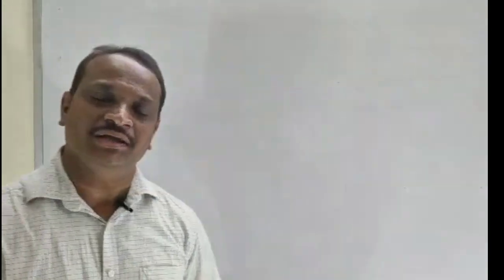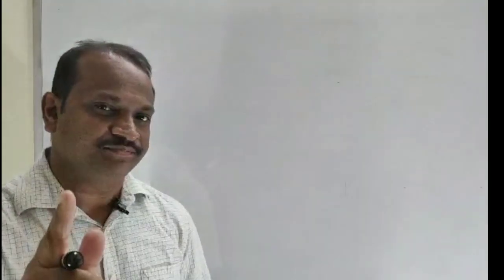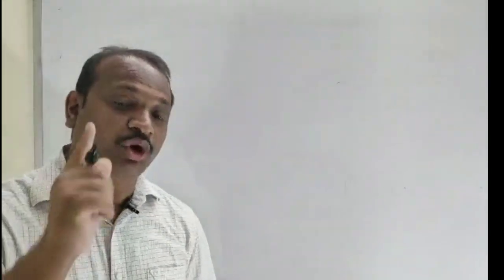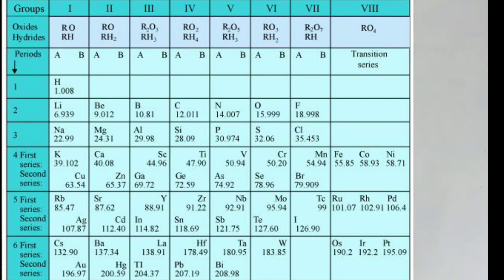So let's go with the second part of the evolution of the periodic table. You know, the most important contribution was made by whom? It's by Mendeleev, and he is known as the father of the periodic table. And for that only he got the Nobel Prize. So let's see what are the different concepts introduced by Mendeleev. You can see a Mendeleev periodic table here.